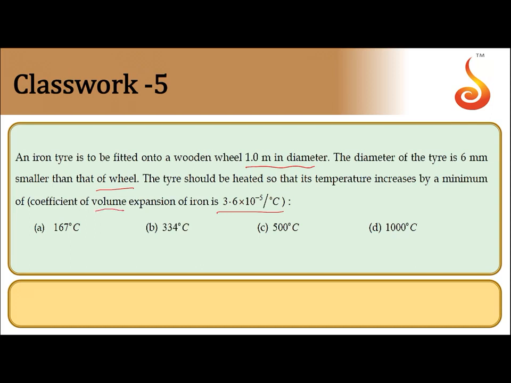See, they have given volume expansion coefficient, that means it is gamma. So we have to find alpha and then calculate it. So gamma is equal to 3.6 into 10 to the power minus 5. So alpha should be equal to gamma by 3, that should be equal to 1.2 into 10 to the power minus 5 per degree Celsius. This is it.